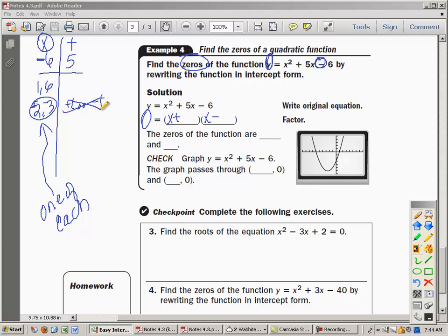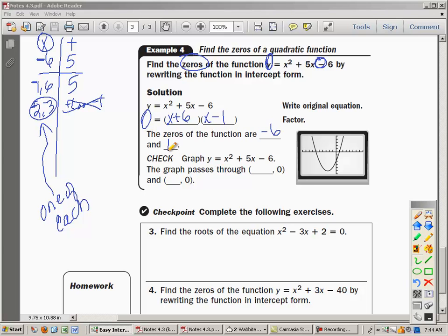I need one of each, where they add up to positive 5 but multiply to negative 6. Well, what if I did this? Negative 1 and positive 6, well, those multiply to negative 6, but they do add to positive 5. And so I need positive 6 and negative 1. And so the zeros of the function are negative 6 and positive 1.